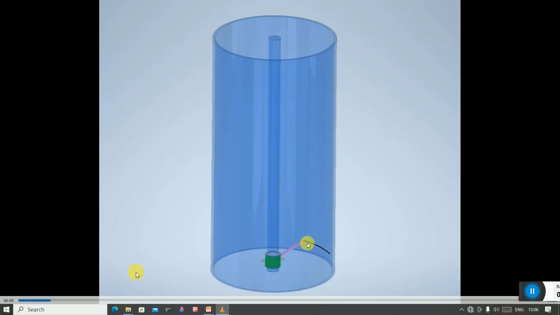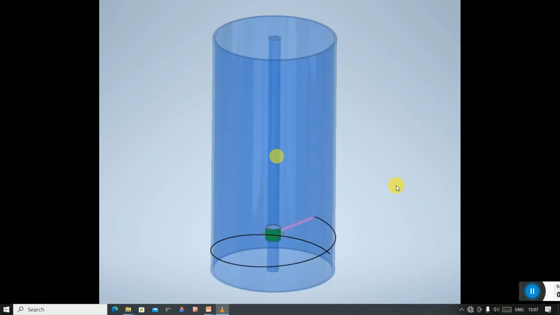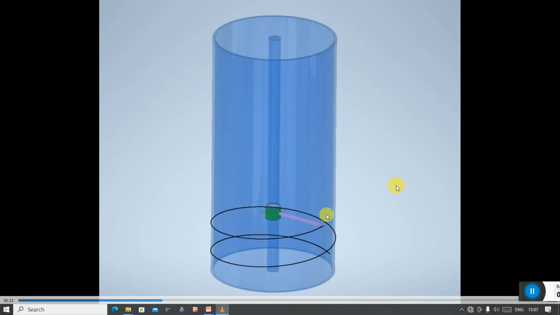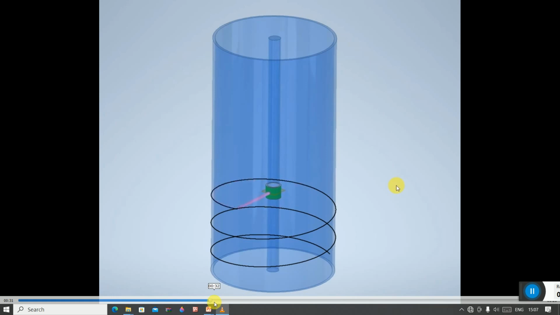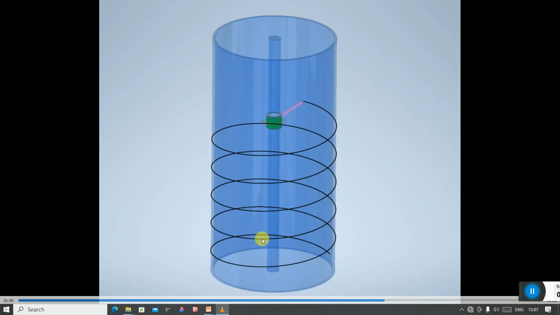So in this animation, this point is moving on the surface of this cylinder in a circular manner. At the same time the point is moving along the axis with the constant velocity. So the curve traced by this point is called as a helix curve. Okay, so let us see what is the geometrical construction to draw the helix curve.